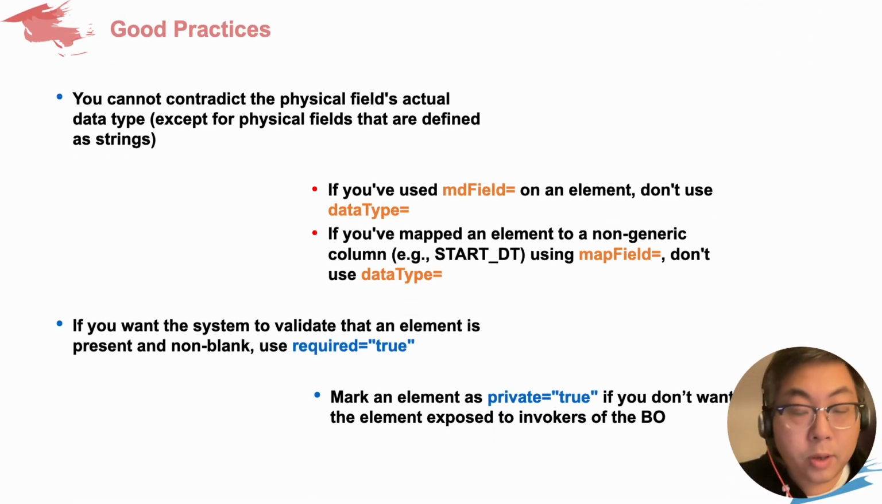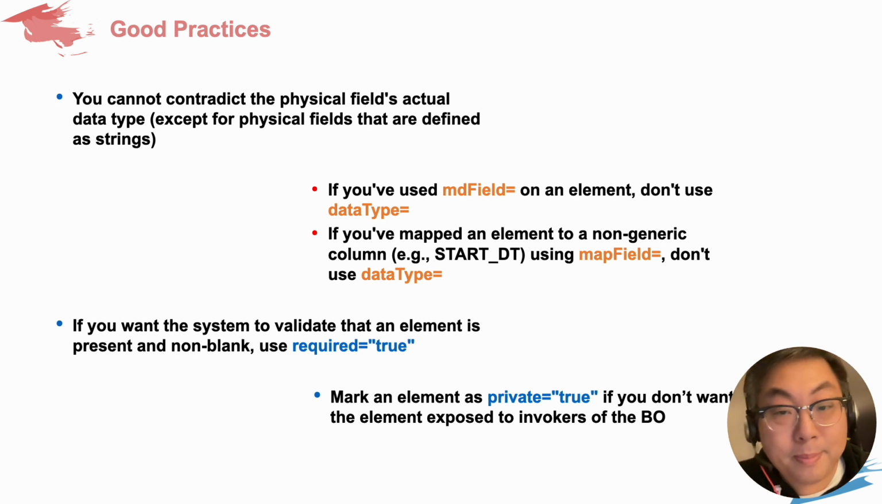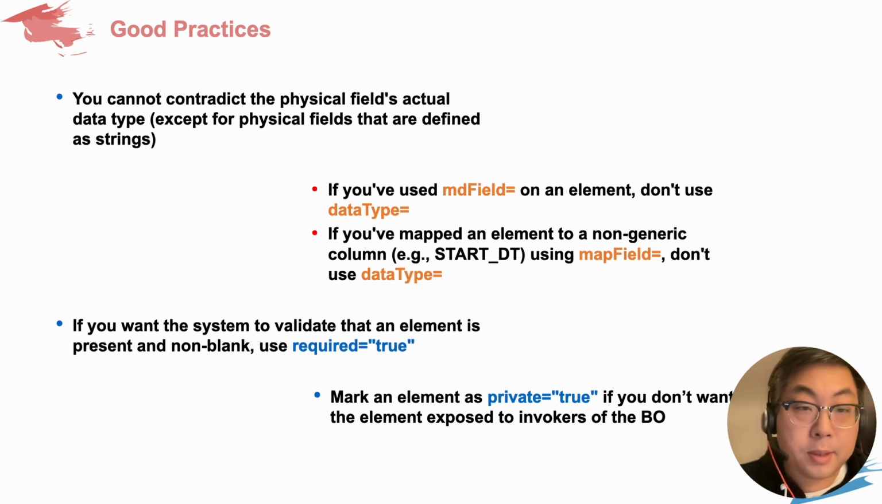Right, some good practices when you are using these features. First, you cannot contradict the physical field's actual data type against the data type, as we just mentioned. Second, if you use MD field on an element, don't use a data type, because they are essentially the same thing, but sometimes the MD fields give you a bit more flexibility. The third one, if you have mapped the element to a non-generic column using a map field, do not use data type. Actually, this is something I think the system will do for you.